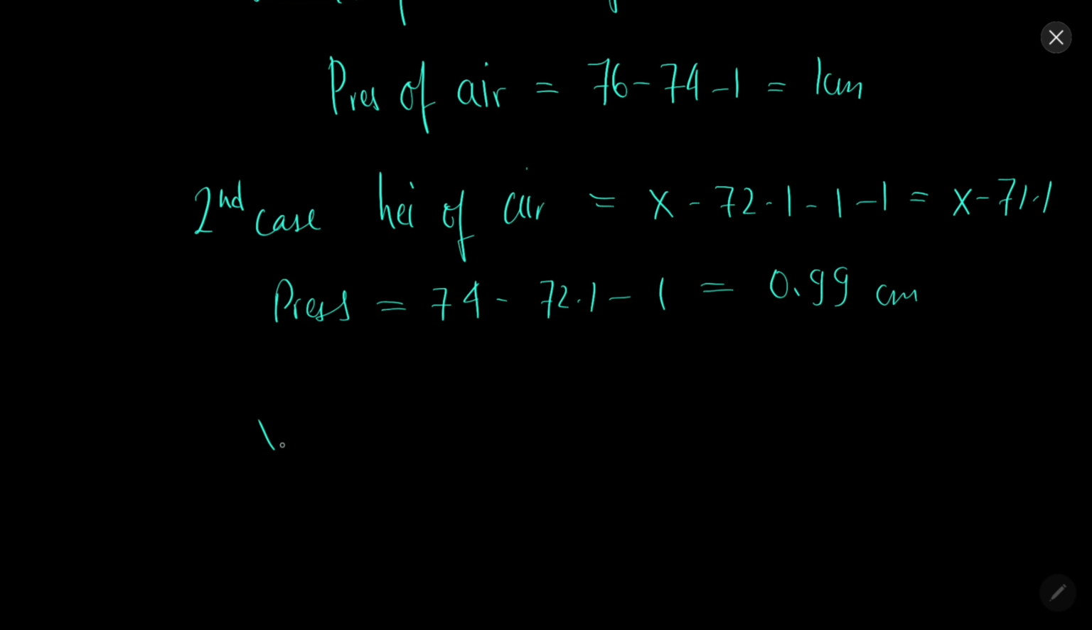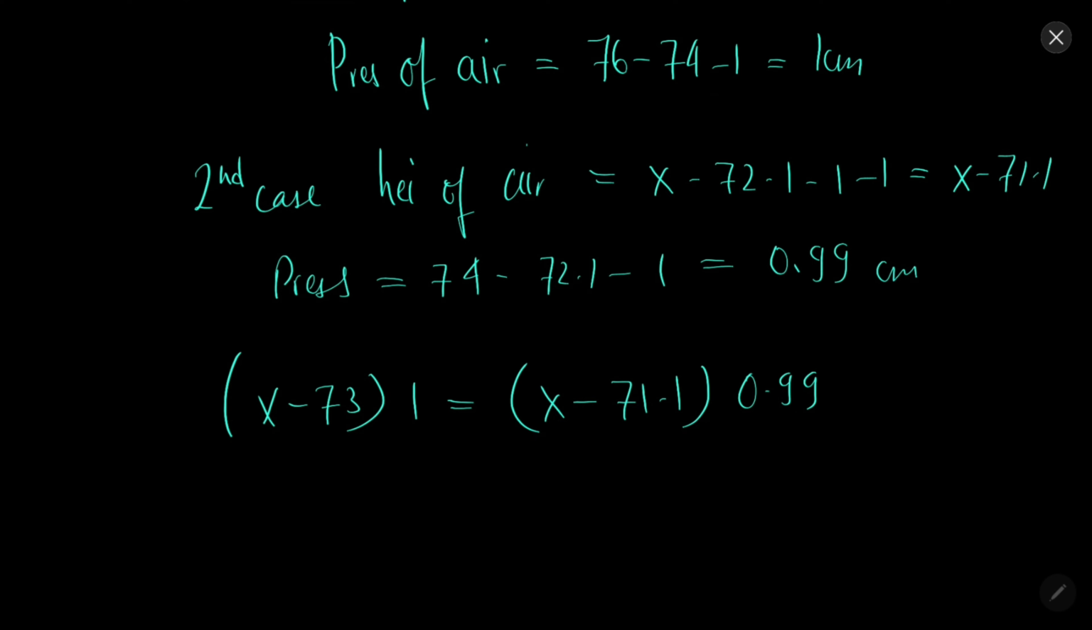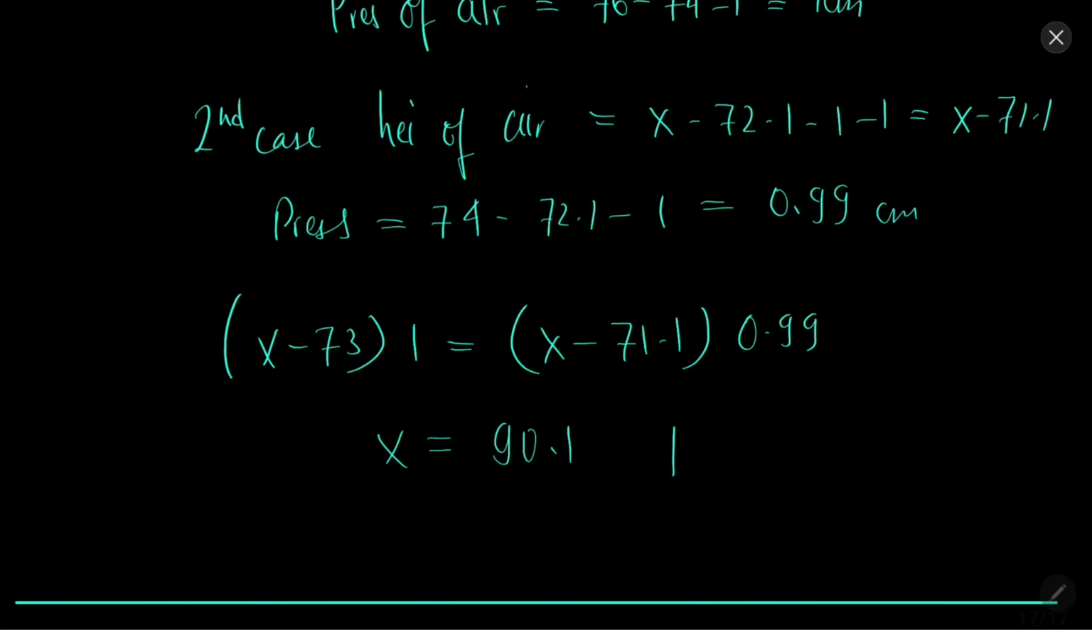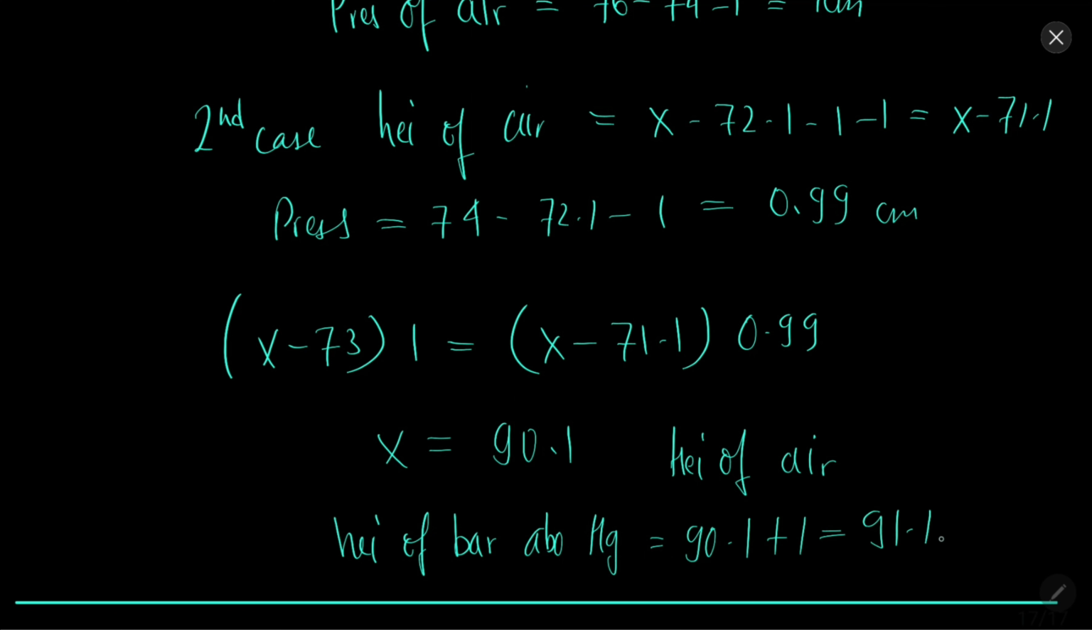So ultimately x minus 73 into 1 equals x minus 71.1 into 0.99. So we will get x equal to 90.1. So height of air is 90.1, and height of barometer tube above mercury column will be 90.1 plus 1, 91.1.